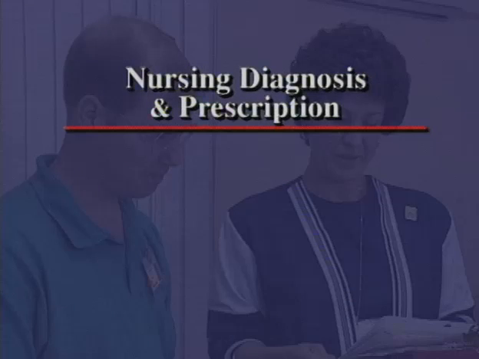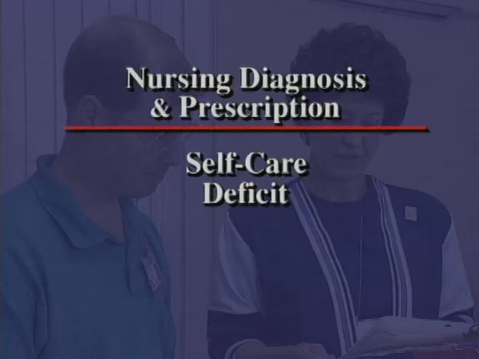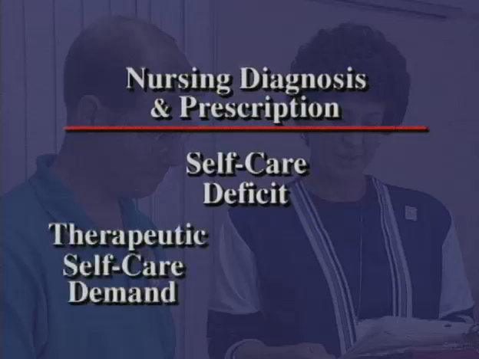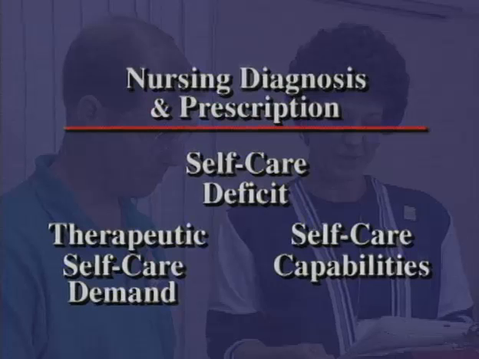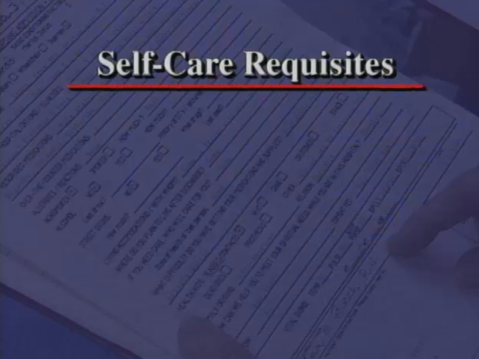Nursing diagnosis and prescription involves determining the patient's self-care deficit, which is established by relating the extent and nature of the therapeutic self-care demand, or self-care action requirements, to the patient's self-care capabilities, or capacity to do the work of self-care. There are 3 types of self-care requisites which regulate human development and function.